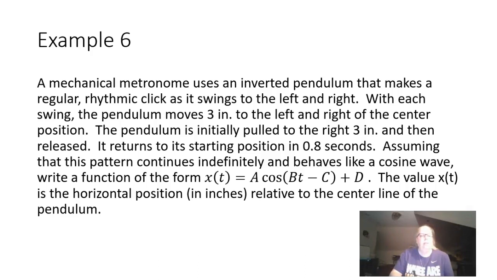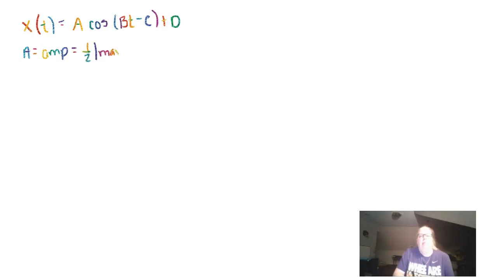Alright, so let's look at this piece by piece. And I'm just going to rewrite my formula back here. x of t is equal to a times the cosine of b times t minus c plus d. Remember, a stands for the amplitude, and this is defined to be half of the absolute value of the maximum minus the minimum.